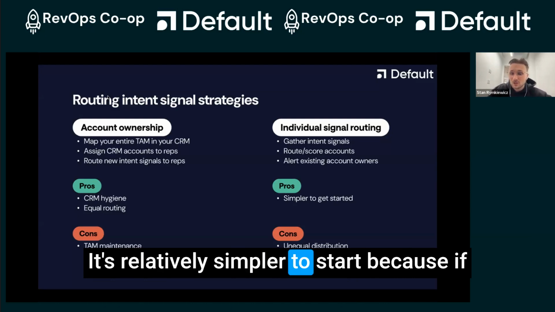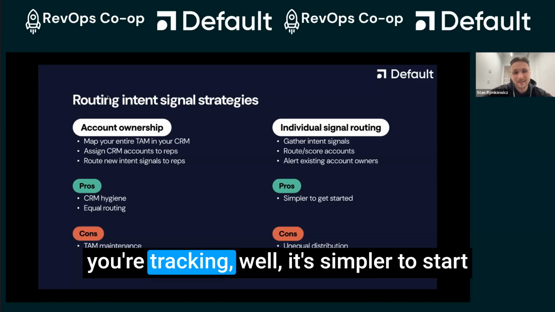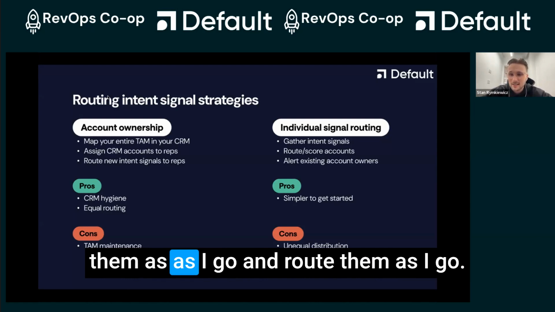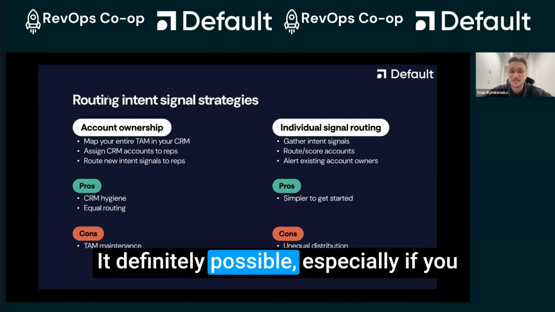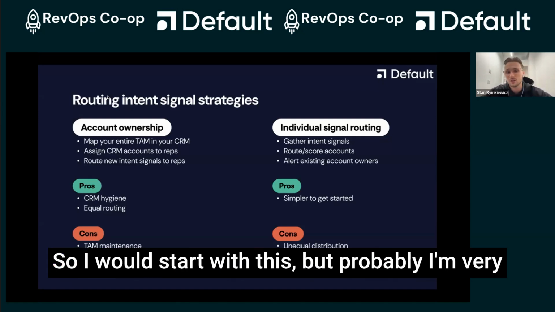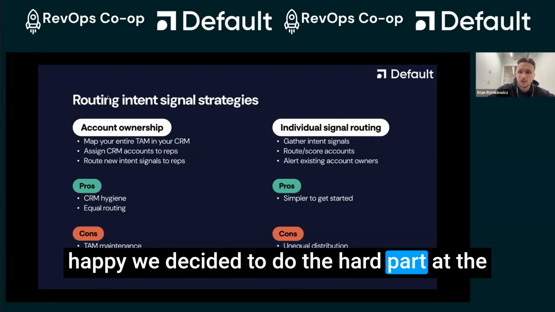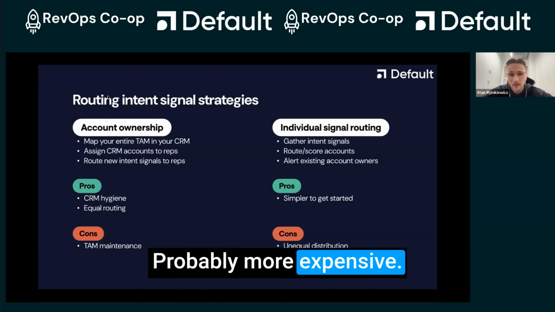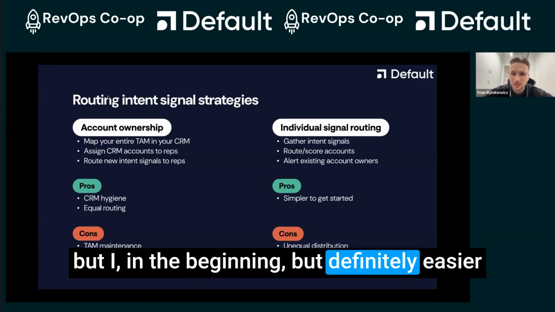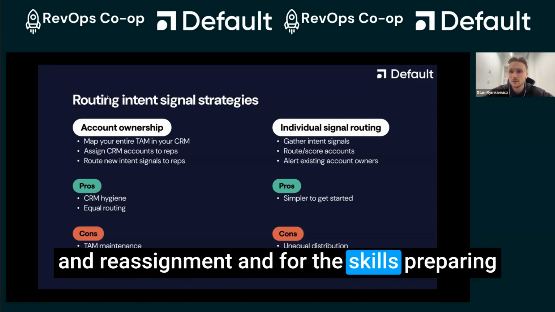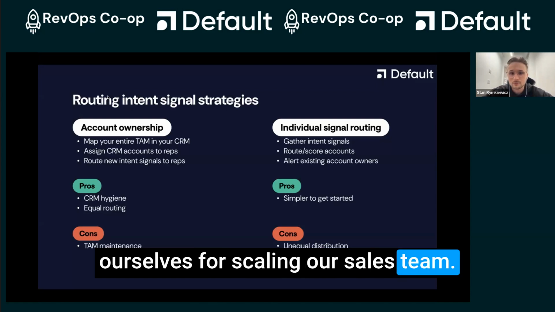It's relatively simpler to start, because if you don't know how many intent signals you're tracking, it's simpler to just treat them as I go and route them as I go. It's definitely possible, especially if you do not know how many intent signals you want to track and which are valuable. So I would start with this, but I'm very happy we decided to do the hard part at the beginning and focus on mapping our TAM into CRM. Probably more expensive in the beginning, but definitely easier for routing strategies, for assignment and reassignment, and for preparing ourselves for scaling our sales team.